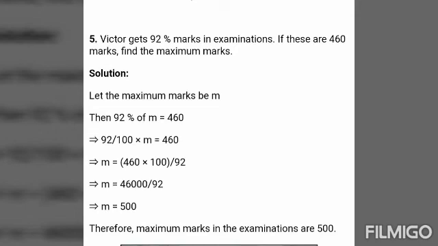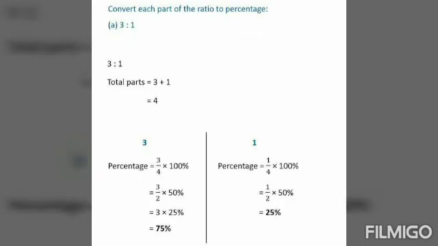Now next question, convert each part of the ratio to percentage. In the given question we can see 3:1. It means there are two parts. One part represents 3 and the second part represents 1. And how many total parts are there? The total parts is 4.